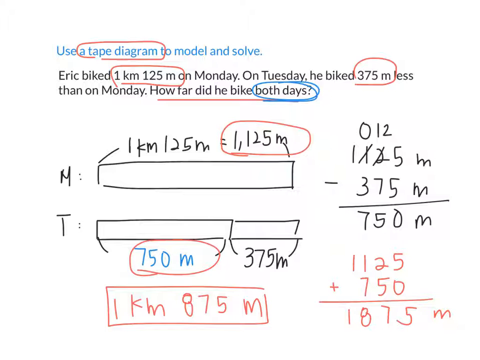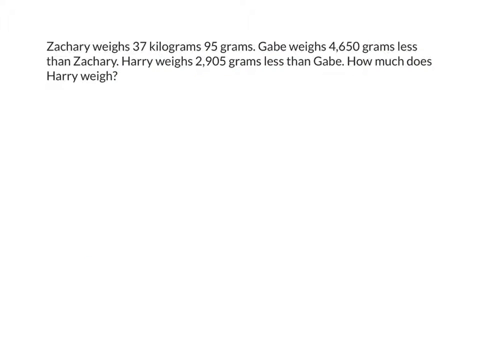Again, this is a two-step problem because for the first step, you had to first find out how far he ran on Tuesday, or biked, or whatever. And for the second step, you had to add them together to find the total. Okay, so again, this is a multi-step word problem because it has two steps.